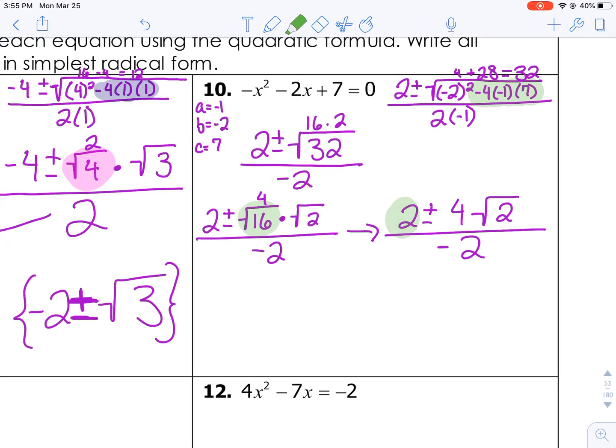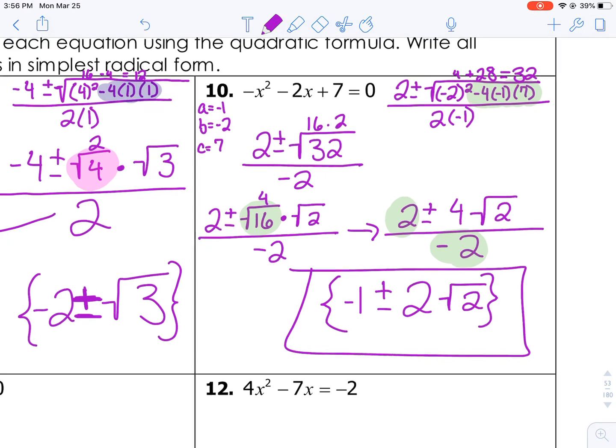And then we're going to divide. 2 divided by -2 is going to leave me with -1 plus or minus 4 divided by -2 would give me -2, but because it's plus or minus, I'm just going to say +2 times the square root of 2. And there is my answer.